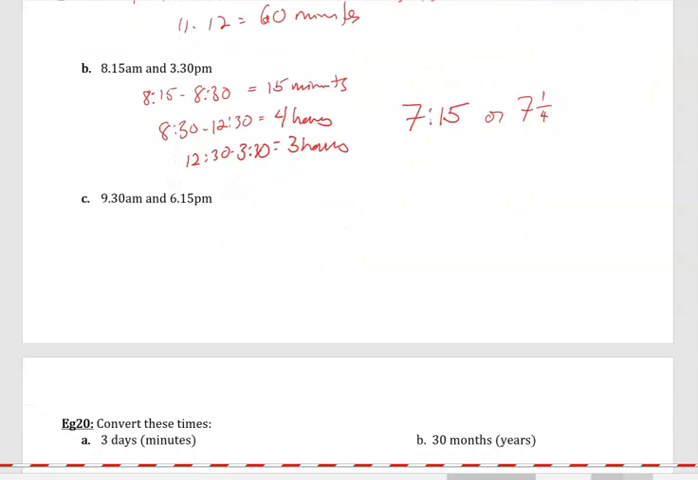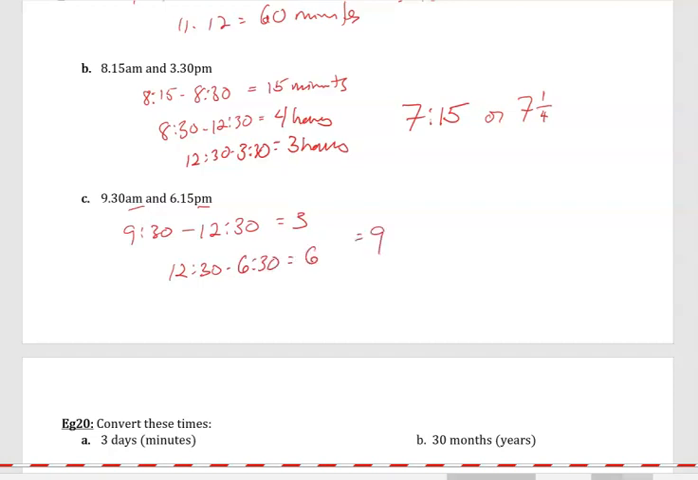Between 9:30 a.m., always check your a.m.s and p.m.s, to 6:15 p.m. I think I'm going to do this slightly differently, and I know that from 9:30, I like to go to 12 because it just gives me a little stopping point. That's 9, 10, 11, 12. I've got 3 fingers there. So that's 3 hours. And then I'm going to overshoot it just a little bit, 12:30 to 6:30, because I know that's a solid 6 hours.